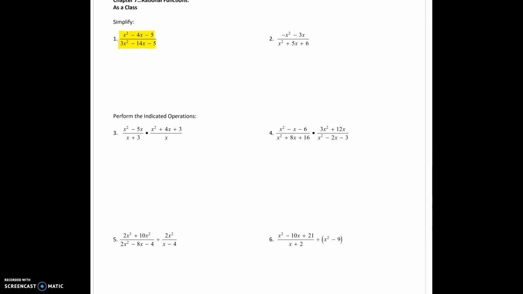The top part is easy factoring. What are factors of -5 that get me to -4? Those are going to be 1 and 5, with the 5 being negative. So here's my numerator. It'll become x plus 1 and x minus 5. And then my denominator, I'll need factors of -15 that get me to -14. And that's going to be a -15 and 1x.